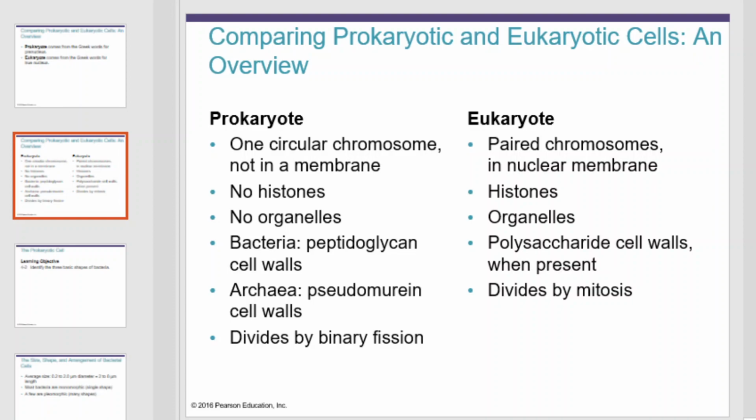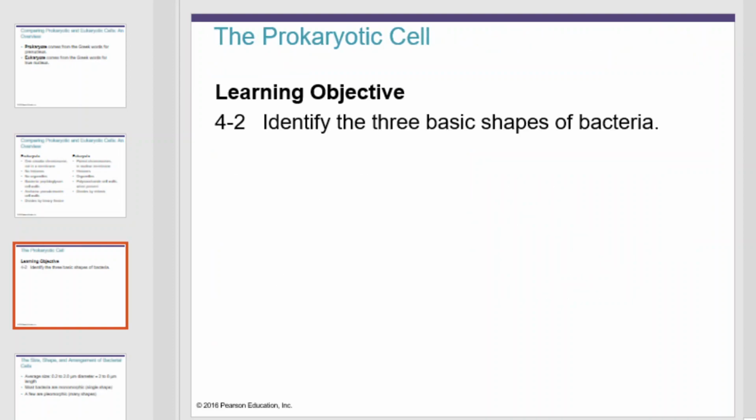in a different fashion. Eukaryotes have paired chromosomes in a nuclear membrane. Their DNA is associated with histones. They have membrane-bound organelles, polysaccharide cell walls when present, and they divide by mitosis.